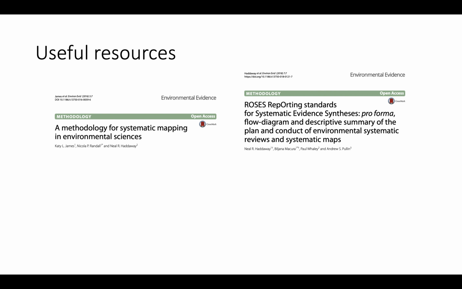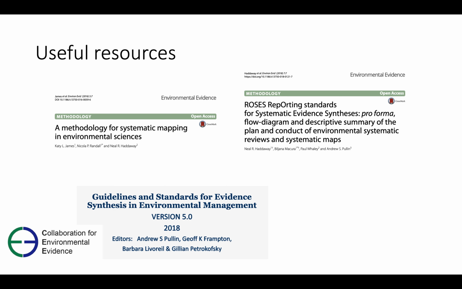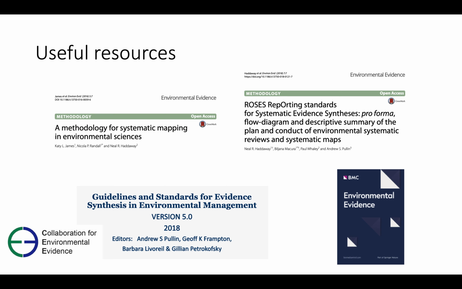And you can check out some ROSES reporting standards if you want to learn more information about how those reporting standards were developed. The guidelines and standards for evidence synthesis and environmental management are produced by the Collaboration for Environmental Evidence and give you detail about the kind of information that you should be reporting in your systematic reviews and systematic maps if you want to publish them with the Collaboration for Environmental Evidence. And the Environmental Evidence Journal website also gives some information about the kind of thing that they'll be expecting in any submission to that journal. But these are more broadly useful resources for anybody interested in developing a systematic map and submitting it to another journal, perhaps another field.